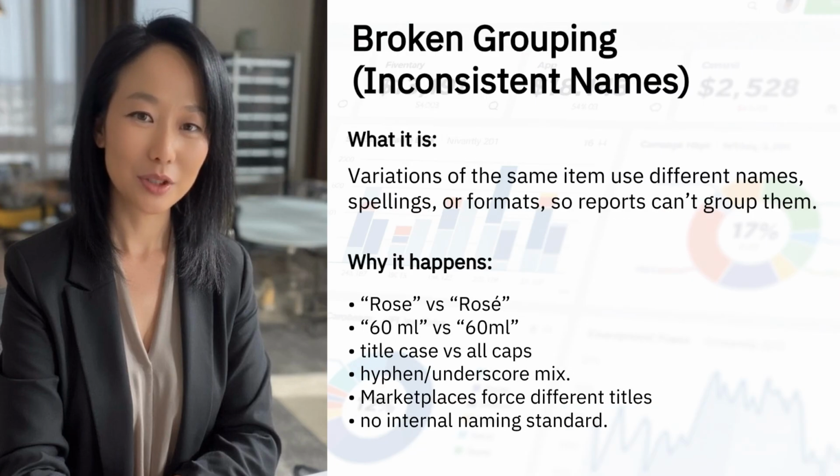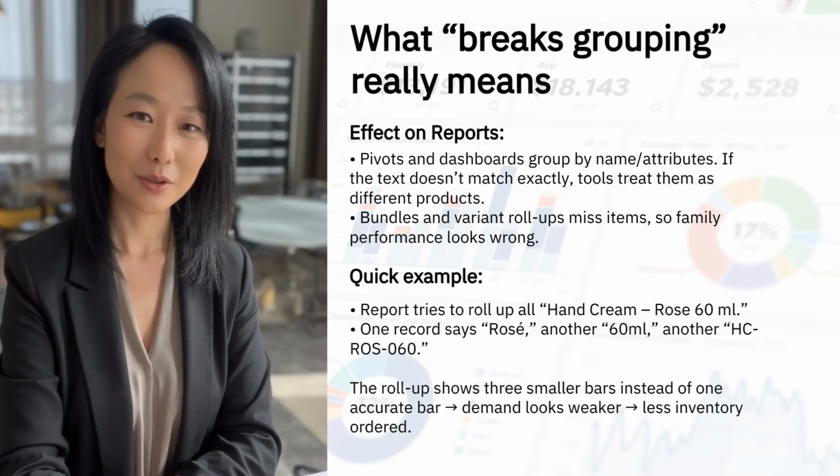When names or attributes differ even slightly, reports can't recognize items as the same. Variants don't roll up, so performance looks scattered. This starts with tiny inconsistencies, spelling, unit formats, or marketplace title rules, made worse when there's no enforced naming standard. Most pivots and dashboards group by text fields and attributes. If rose sometimes appears as rosé, or 60 milliliters with a space becomes 60 milliliters without a space, tools treat them as different products. Instead of one strong bar, you'll see 3 smaller ones.